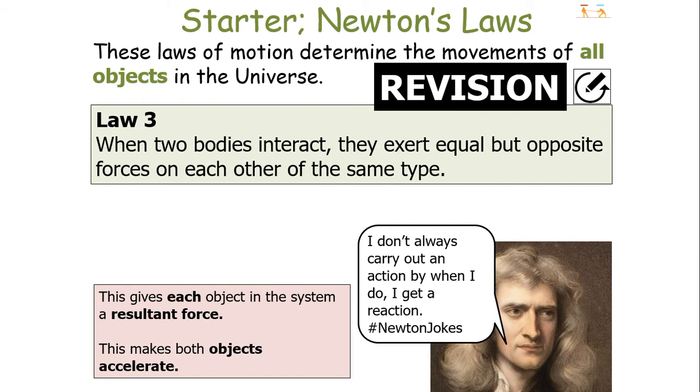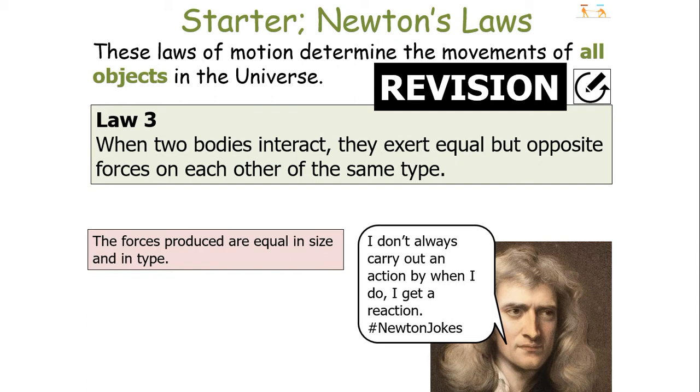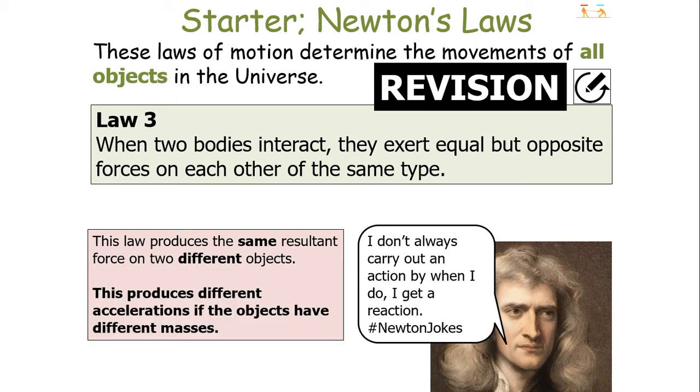Whilst the third law is that when two bodies interact, they exert equal but opposite forces on each other of the same type. This gives each object in the system a resultant force, so it makes both objects accelerate. For this law to work, you've got to have two objects in your system, for example, a person and the ground. The forces are produced in equal size and are the same type, but they are acting on two different objects and they act in opposite directions. So this law produces the same resultant force on two different objects.